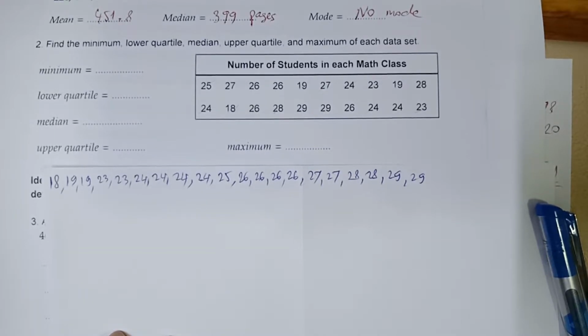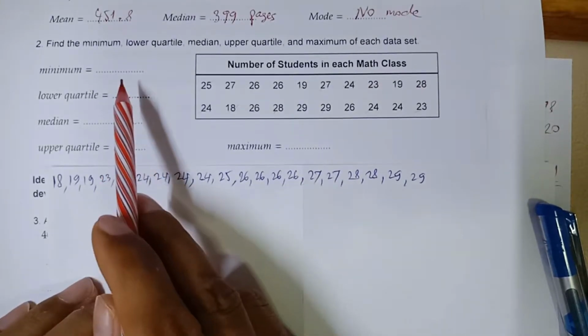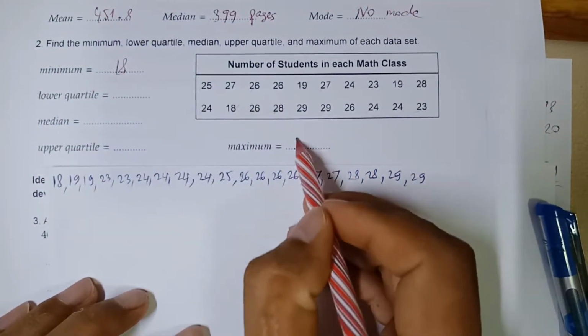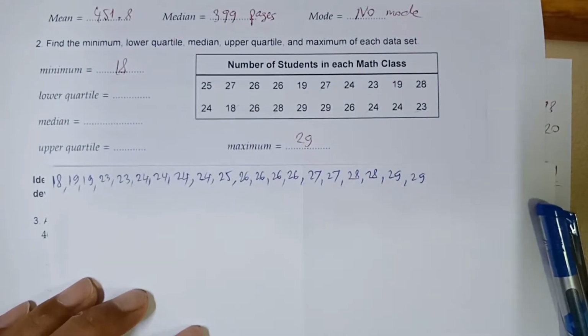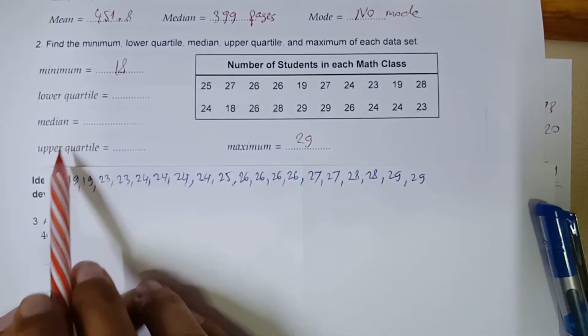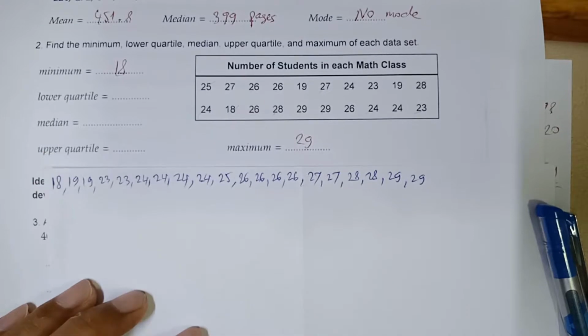Minimum value, which is 18. It is obviously the smallest one, we call it the minimum, 18. The maximum value, which is 29. That's the maximum value. Now, before you find the lower quartile or the upper quartile, let's find the median first.